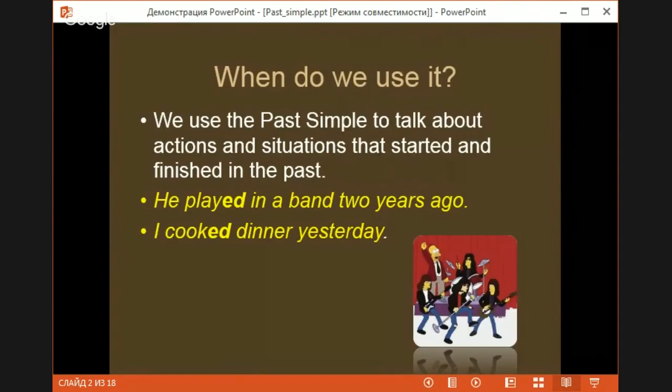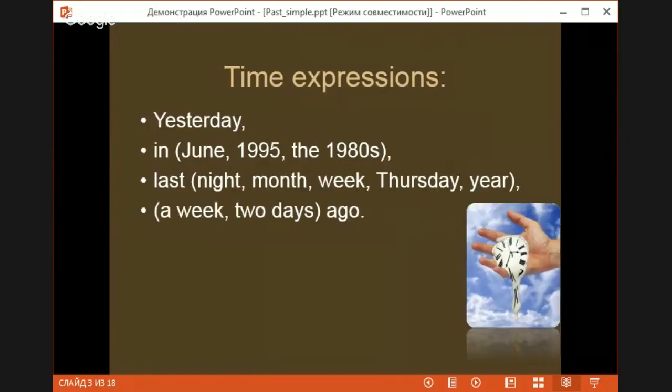Good. So first of all, let's refresh some information about past simple. We were talking about it last week, and we remember that we use past simple to talk about actions and situations that started and finished in the past. Normally, you can answer the question when. He played in a band 2 years ago. I cooked dinner yesterday.